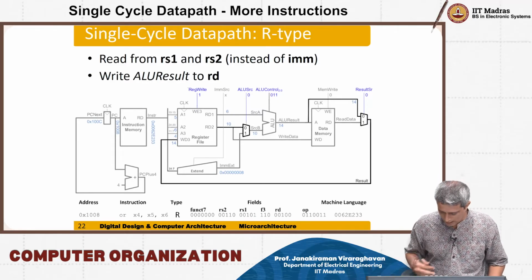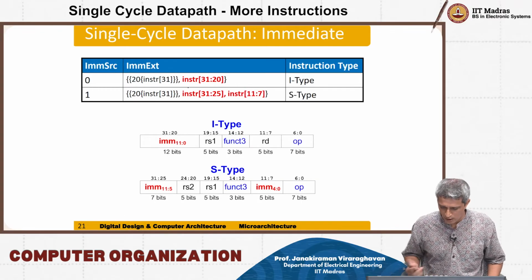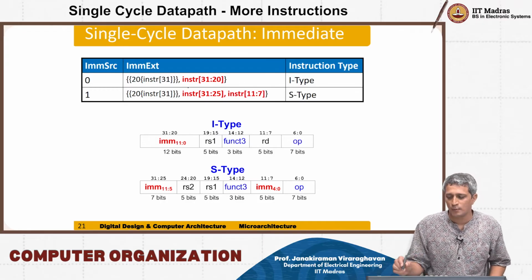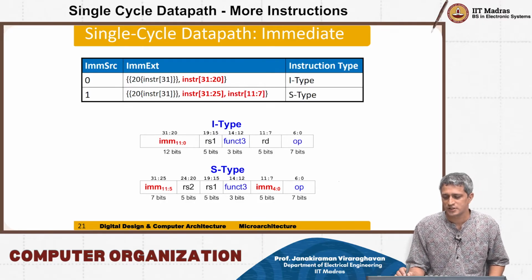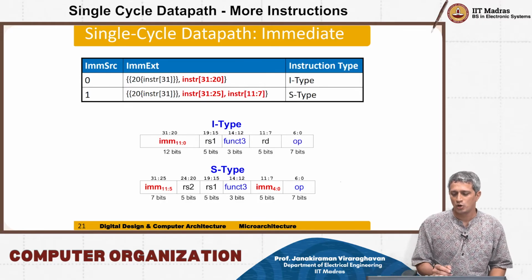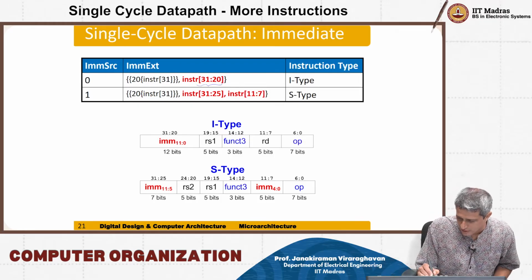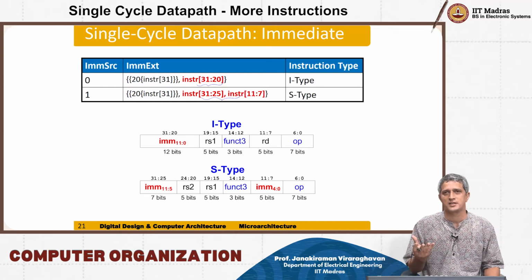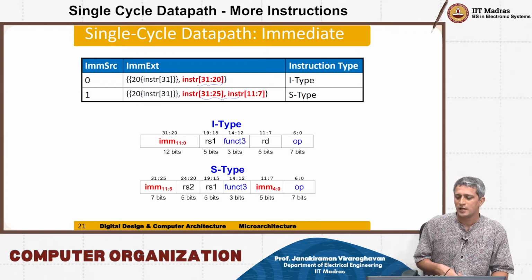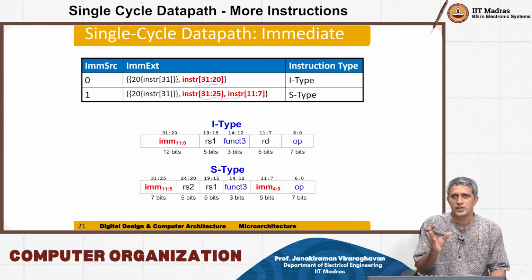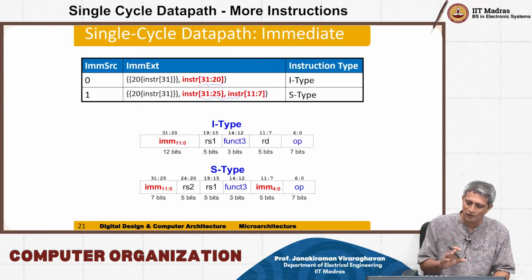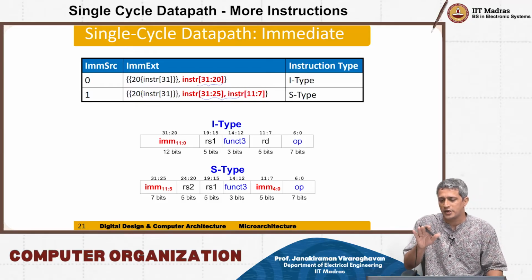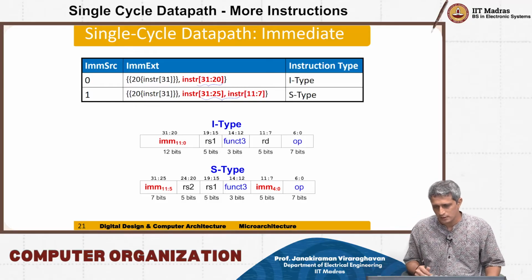Next let us look at one other important thing. So here if you look at this I type instruction versus S type instruction, the source bits are going to come from a very different point. You remember earlier we had discussed this, I type and S type, its only differentiator is the immediate encoding, and therefore that needs to be taken care of in the implementation. Okay, so we'll come to this a little later.